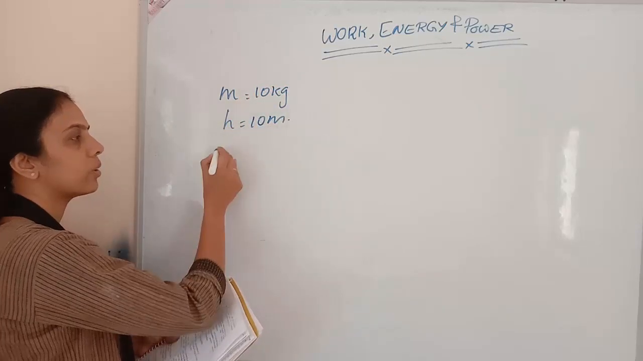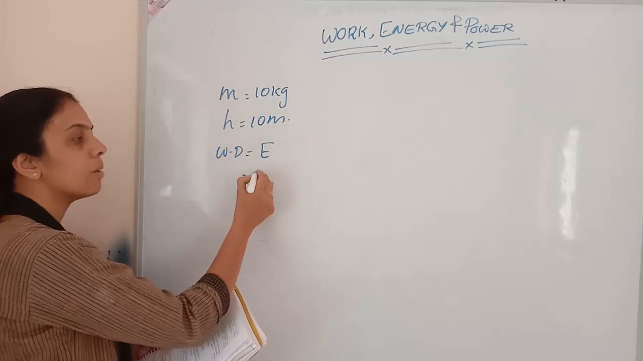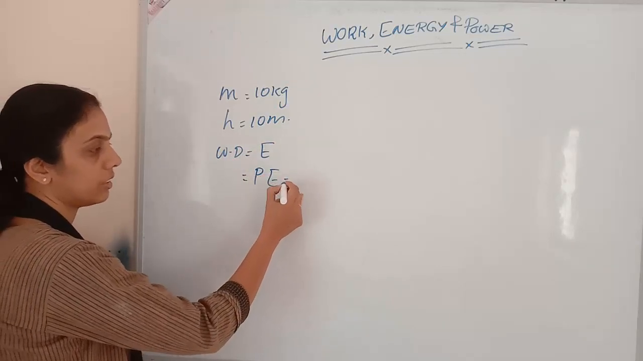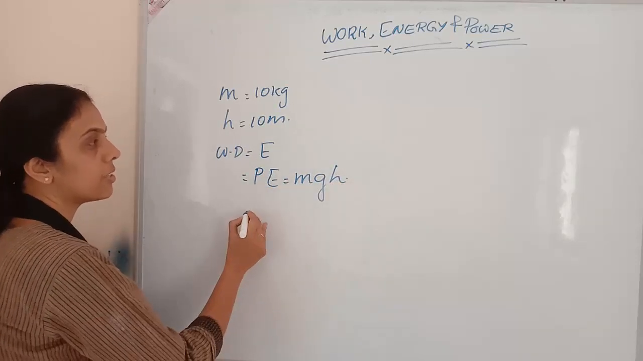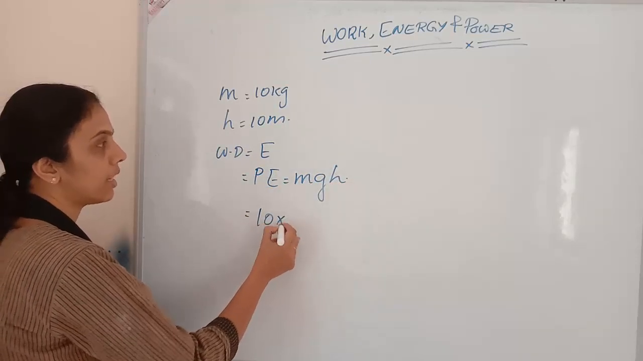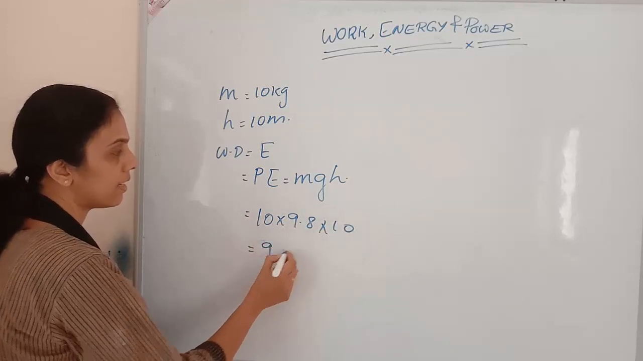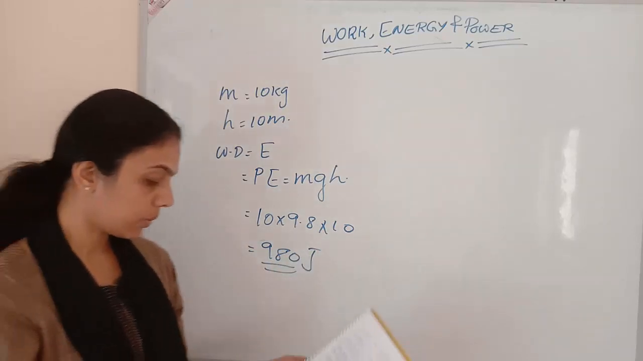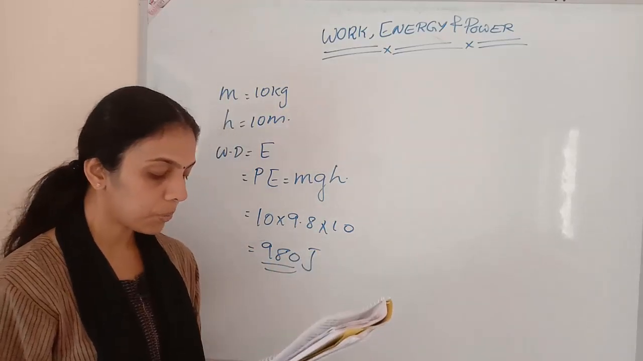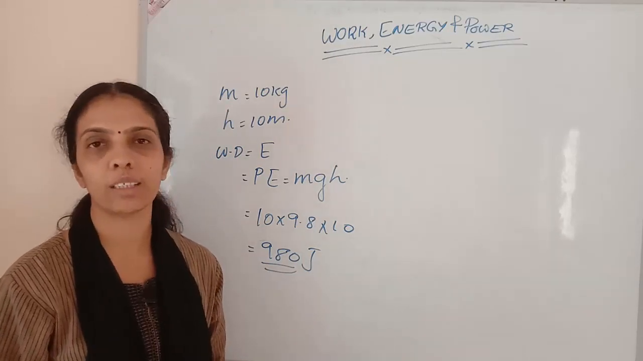How can you find out the work done? Work done will be equal to energy. Here it is potential energy. What is the formula to find out the potential energy? mgh. So it will be 10 into 9.8 into 10. So here it is 980 joule you will get. Clear? So the next is, state and prove the law of conservation of energy of a freely falling body.